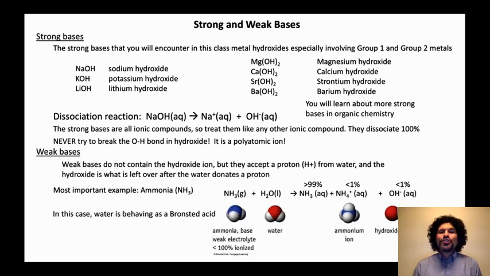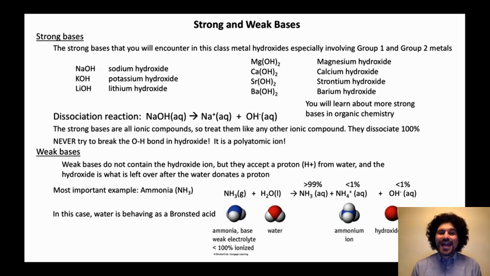Weak bases do not contain the hydroxide ion, so there's not going to be an OH in the formula. But what they will actually do is they will accept a proton from water, and then the hydroxide is generated because that's what's left over after the water donates a proton. So the most important example of a weak base for this course is ammonia, which has the chemical formula NH3. Ammonia is actually a gas.